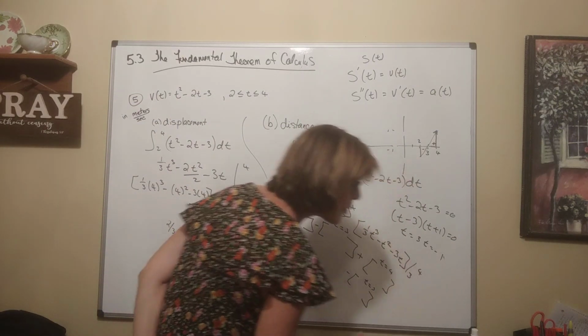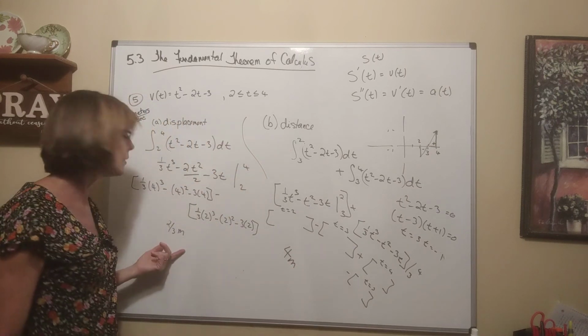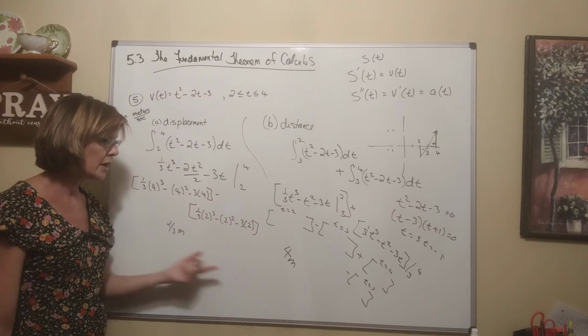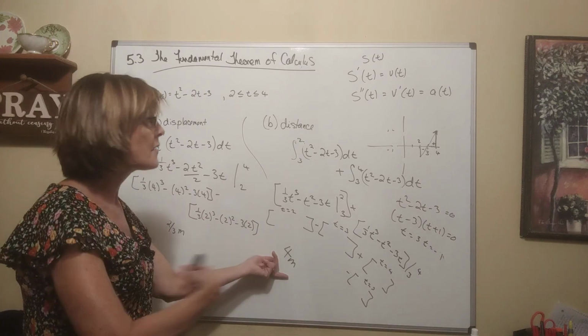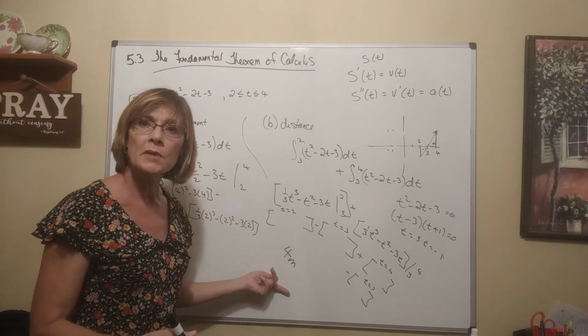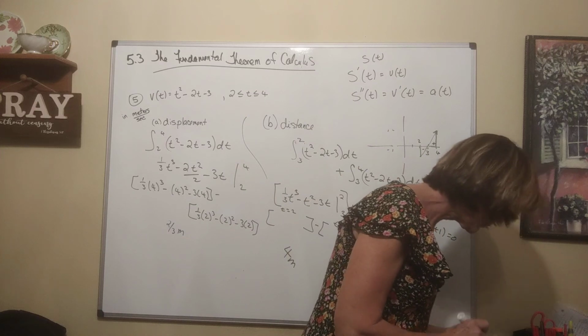We get 4 meters. So although the particle ended up just 2/3 of a meter away from where it started, the total amount that it traveled between 2 and 3 seconds was 4 meters. Okay, that's that one. Here's the last one we have to do.